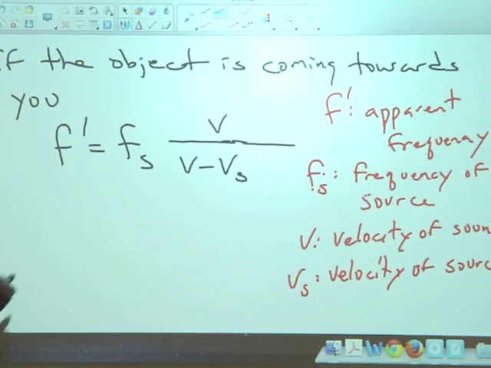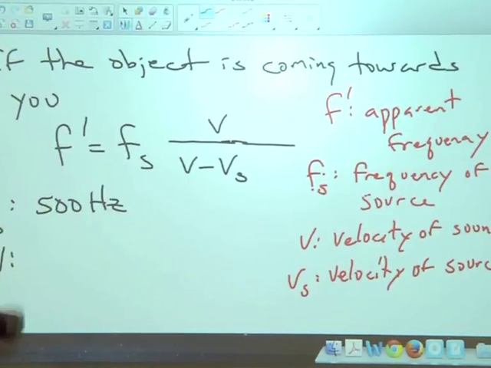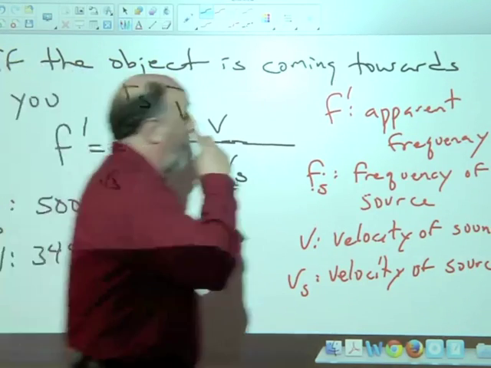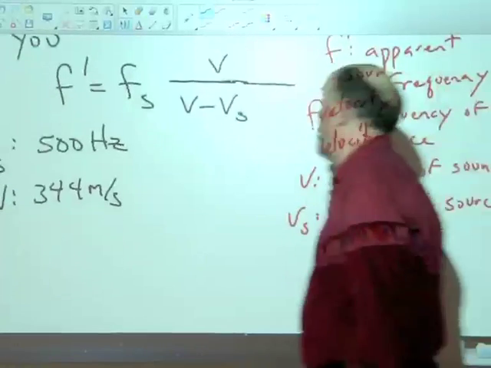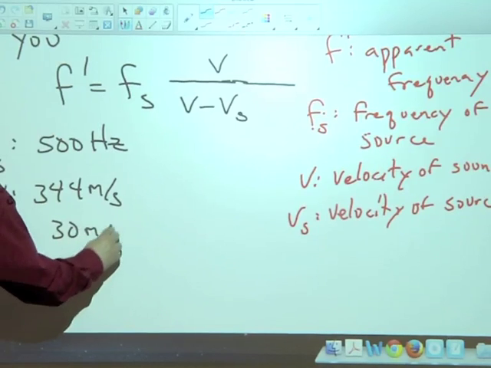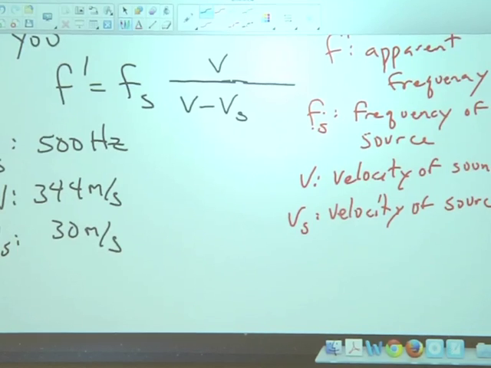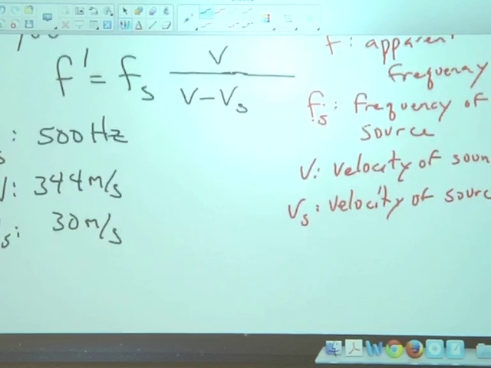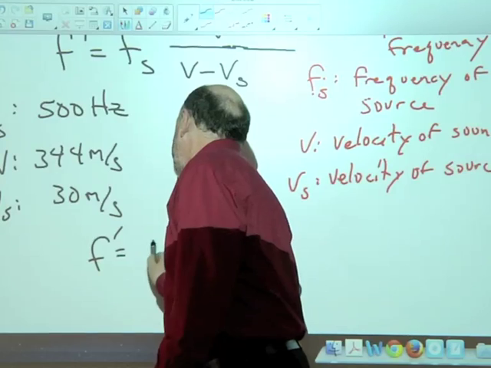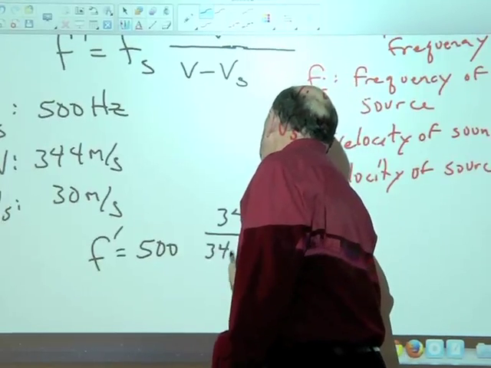So let's say, for example, that my source, f sub s, is going to be 500 hertz. V, my speed of sound, I'll take to be 344 meters per second. And my velocity of the source is going to be, let's do 30 meters per second. And the question is what is the apparent frequency given this? So the apparent frequency, f prime, is going to be 500 times 344 over 344 minus 30.